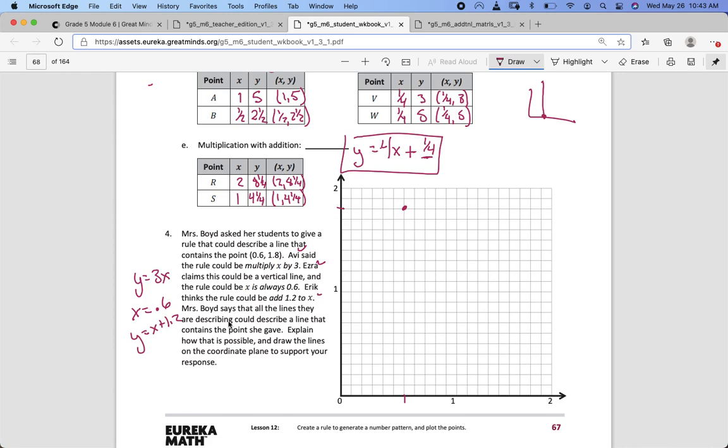Miss Boyd says that all the lines they're describing could describe a line that contains the point she gave. Explain how that is possible and draw the lines on the coordinate plane to support your response. So Avi said the rule could be multiply x by 3. So multiply x by 3.